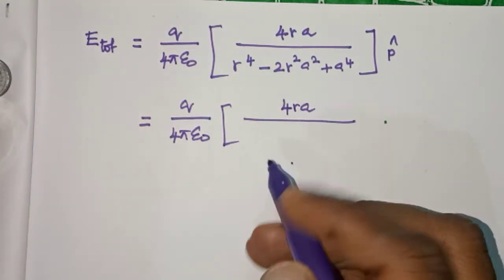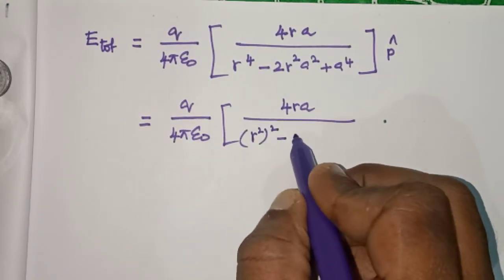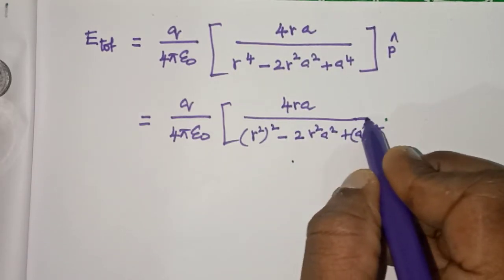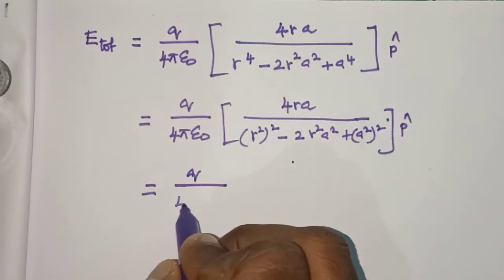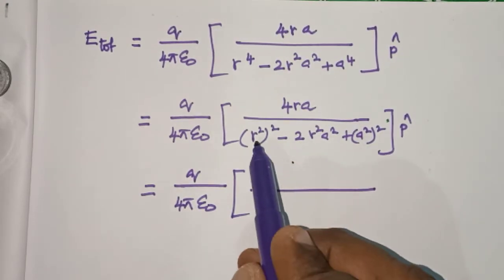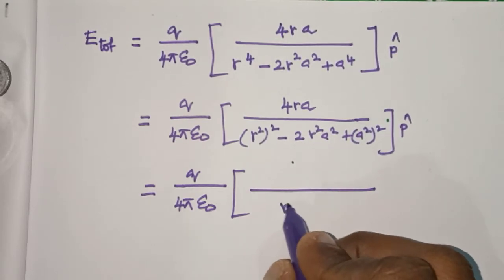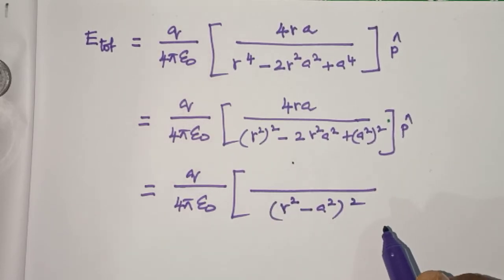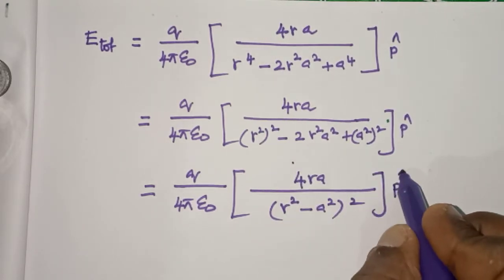See, this is the formula. I am writing one simple method: (r square) whole square minus 2 r square a square plus (a square) whole square, into p cap. So that is q by 4 pi epsilon naught. See the equation, a square minus 2ab plus b square. So I am writing (r square minus a square) whole square. Okay, numerator is 4RA p cap.